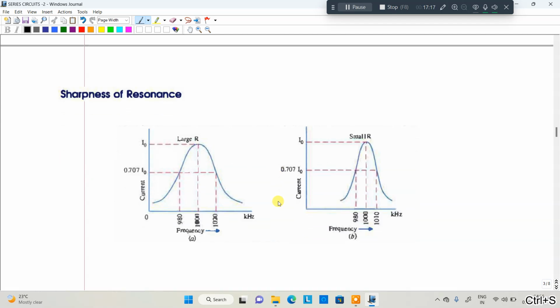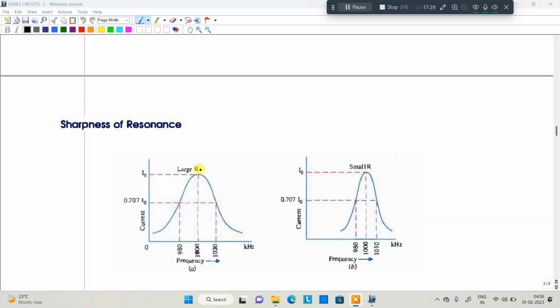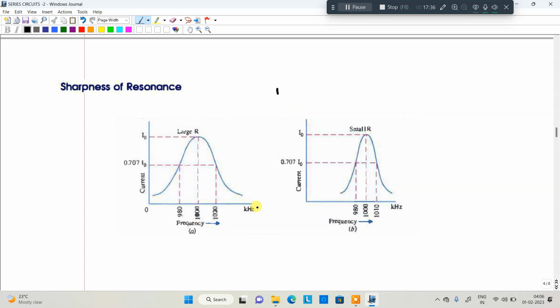Sharpness of resonance curve. Whenever the resistance is very large, this is the curve we will get. Just now we discussed the sharpness of the curve. I maximum is equal to V by R. So just now we discussed a very large value of resistance, and this is the curve we will get.